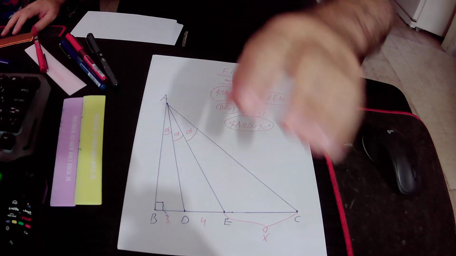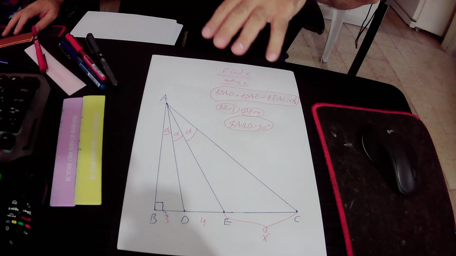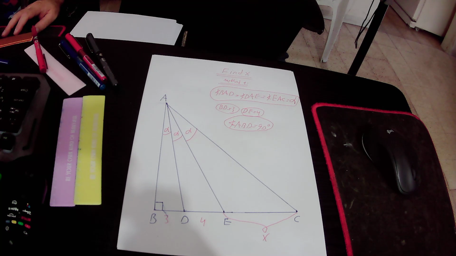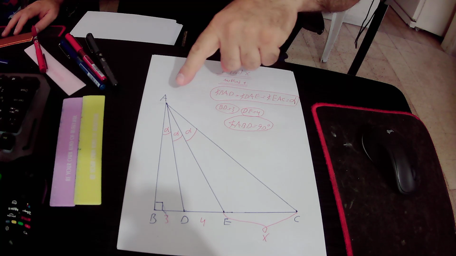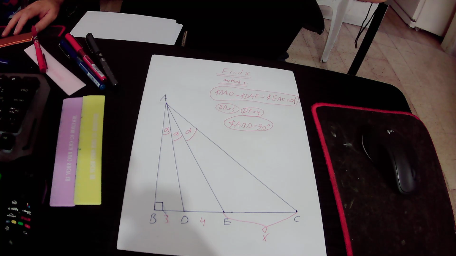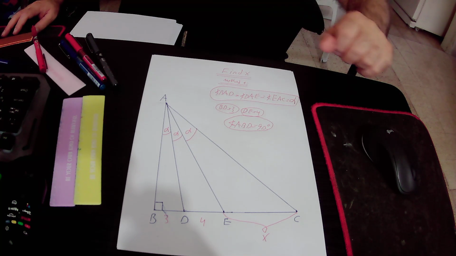And now in this lecture we will find the value of x using two different methods. In the drawing we have a right triangle, triangle ABC. Actually, angle ABC is a right angle, equal to 90 degrees.